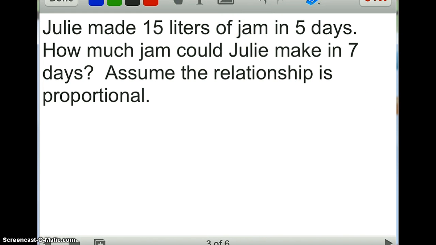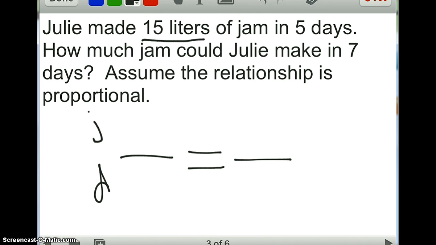The next one says, Julie made 15 liters of jam in 5 days. So how much jam could Julie make in 7 days? Assume that the relationship is proportional. When I see something like this, I'm always going to put a line equals a line. So you should have scratch paper when you're doing these problems. I'm going to say, okay, I've got some jam up here and days down here. It really helps me personally to label so I can keep things organized. So I've got 15 liters, 5 days, and 7 days. That's my important stuff. So liters of jam, maybe I should have called it L up here.